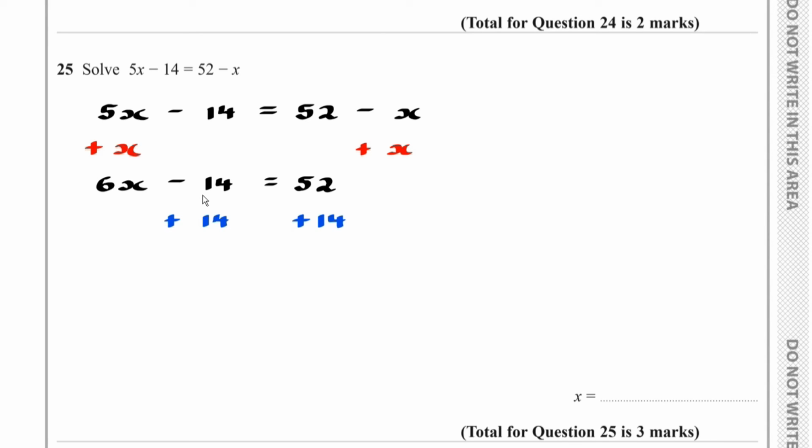If I now add 14 to both sides, I've got 6x, negative 14 plus 14 is 0. On the right hand side, I've got 52 plus 14, which is 66. 6x is 66, and if I divide both sides by 6, you will find x to equal 11.